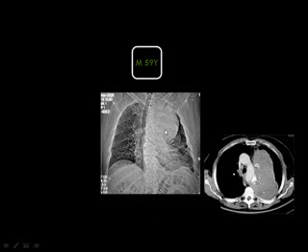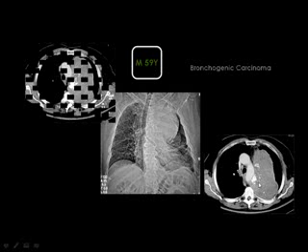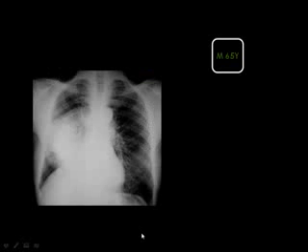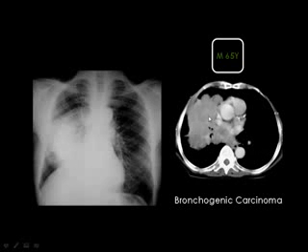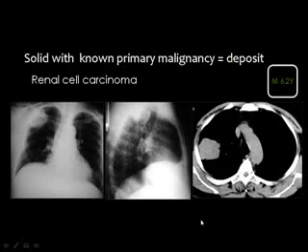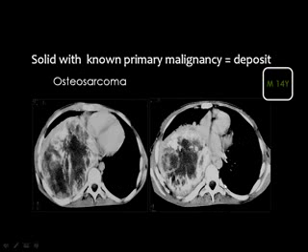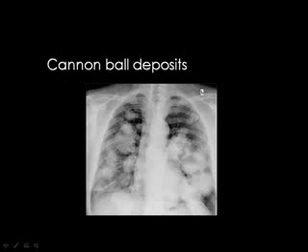Then you see a mass in the chest, and you do a CT scan, and you see that the mass is solid, but it contains calcium, you consider it bronchogenic carcinoma. And you see another mass in the chest, and you do a CT scan, and you see the mass is solid, and you know that this is a bronchogenic carcinoma. Then you see a mass in the chest, and you do a CT scan, the mass is solid, but the patient is known to have renal cell carcinoma. Then you are dealing with a metastatic deposit. And this child has an osteosarcoma. Then the mass in the right lung should represent a metastatic deposit.